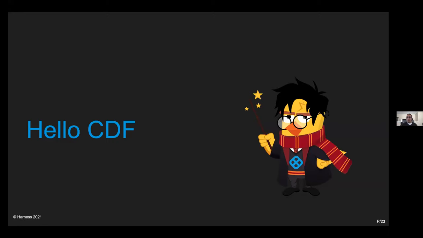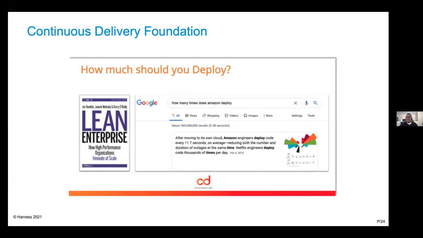As you're going along your continuous delivery journey, or if you have no idea what continuous delivery is, there is a Linux Foundation sub-foundation to help you out. So I want to pay homage to the Continuous Delivery Foundation, AKA the CDF, which we're a proud part of. Here's a presentation in a presentation. I actually gave this presentation, the screenshot in the middle, called How Much Should You Deploy? And I suffer from something called FOD, Fear of Deploying. But how much should you be deploying?